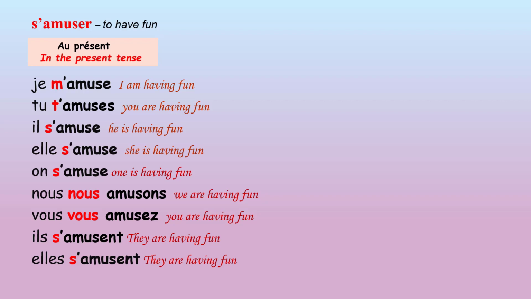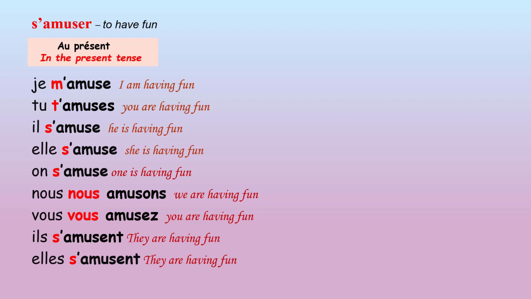So, je m'amuse is I'm having fun myself. Tu t'amuses, having fun for yourself. Il s'amuse, he's having fun for himself. Elle s'amuse, she's having fun for herself. On s'amuse, one is having fun for oneself or people are having fun for themselves. Nous nous amusons, we are having fun for ourselves. Vous vous amusez, you are having fun for yourselves in the plural form. Ils s'amusent, they are having fun for themselves. Elles s'amusent, they are having fun for themselves.